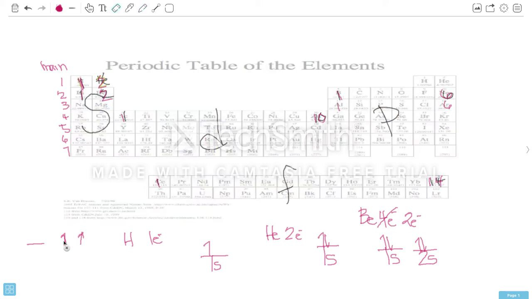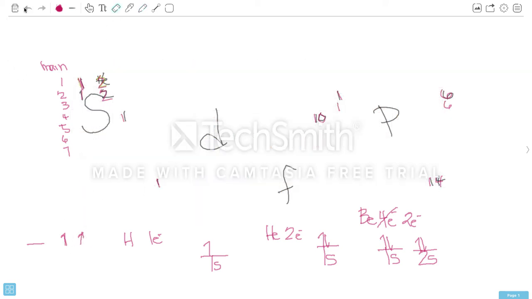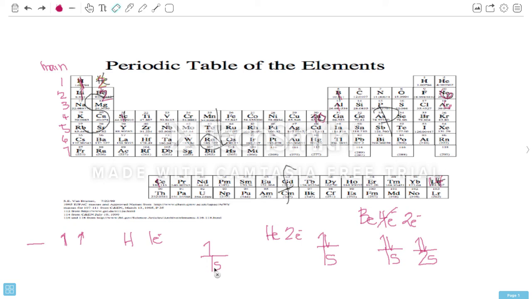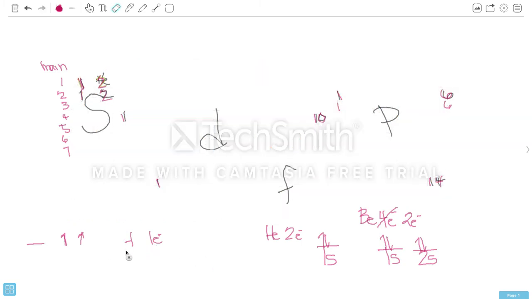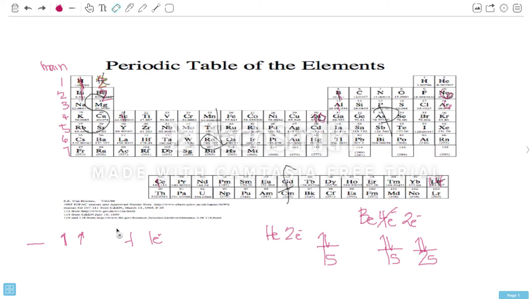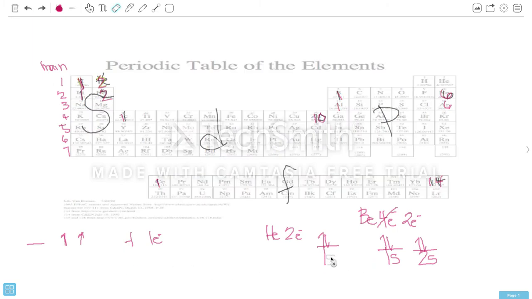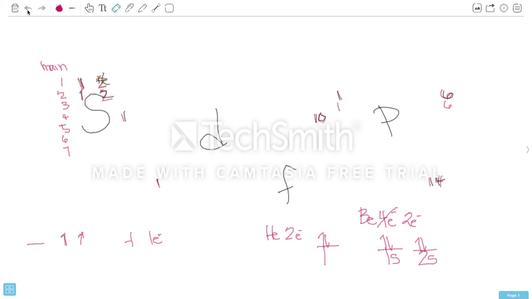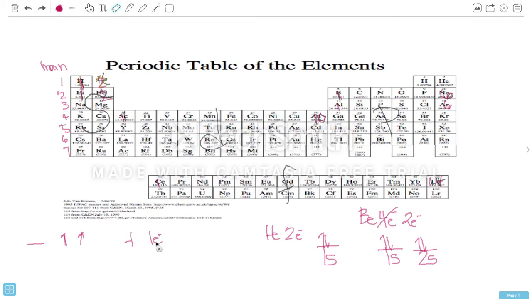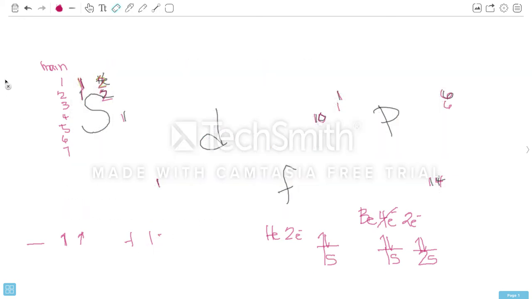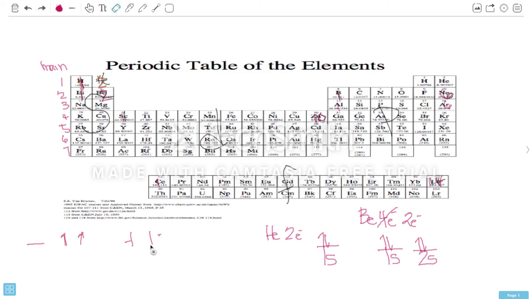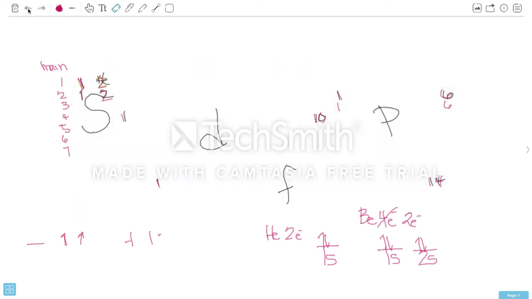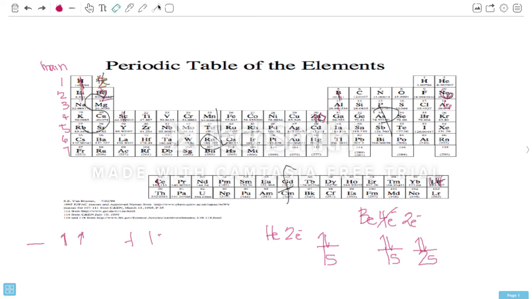Let's take a look at some other orbital notations. Sorry about that. See if I can erase this. Wow, no luck. Try to erase some of these without deleting the entire periodic table, and I'm not having any luck. So let me try it up here so I don't have to keep starting over. All right, let's take a look at nitrogen.